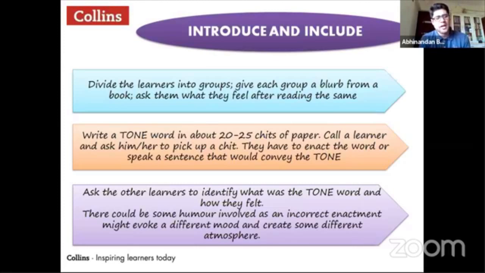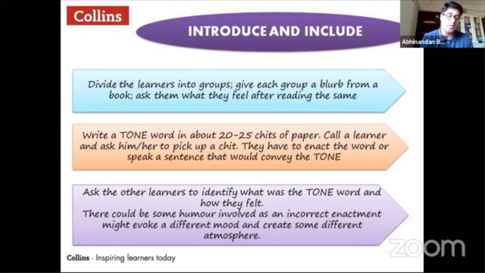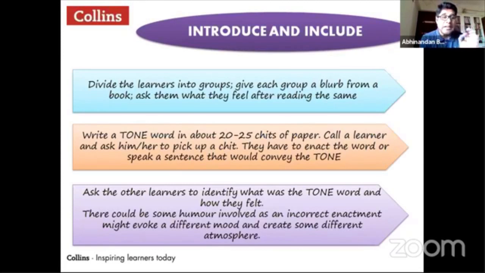Of course, we could have some humor involved, as an incorrect enactment might evoke a different mood and create a different atmosphere. Maybe the word was not properly understood by the lead person, the main student who is enacting it. So it's possible that it will evoke a lot of humorous responses from the other learners, and they might not be able to get it, probably because the lead person might not be able to comprehend the meaning of the word. Then comes our role as teachers to look up and help them with the dictionary and find out whether these can be done in the classroom or not.